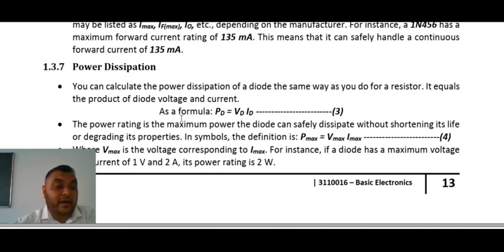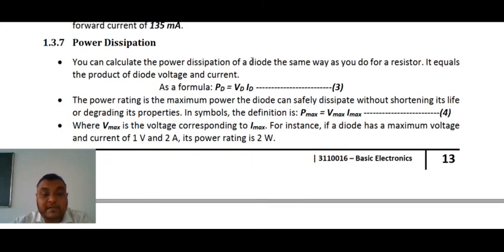Okay, and then next, this is the power dissipation. What is power dissipation in a diode? You can calculate the power dissipation of a diode the same way as you do for a resistor. It equals the product of diode voltage and current. Just as we use in a resistor, how we calculated its power dissipation, P is equal to VI, the product of voltage and current, gives us the power dissipated in the resistor.